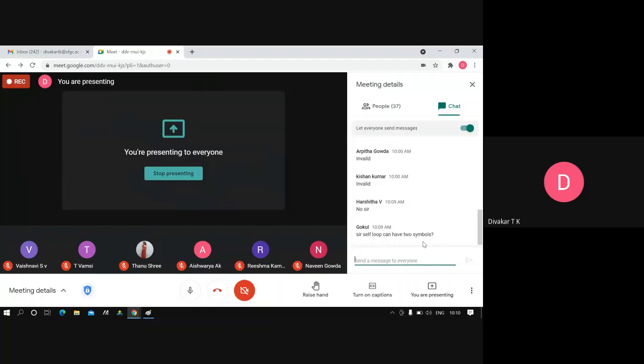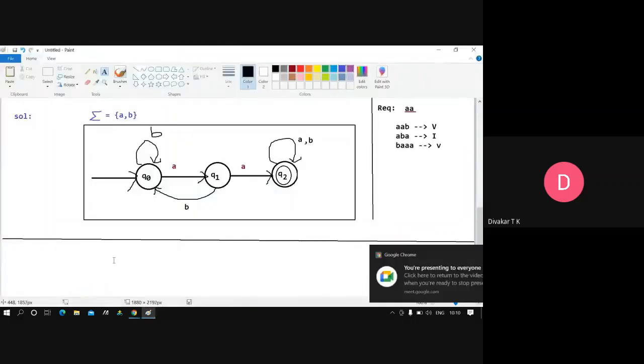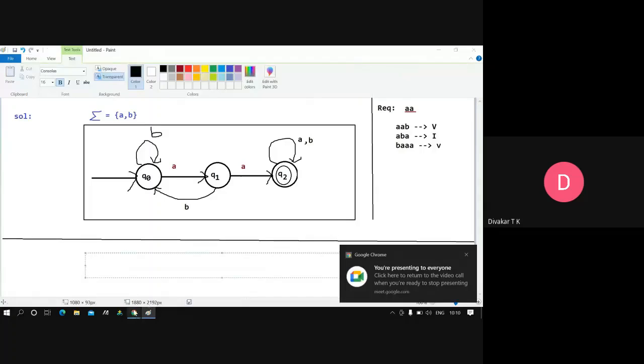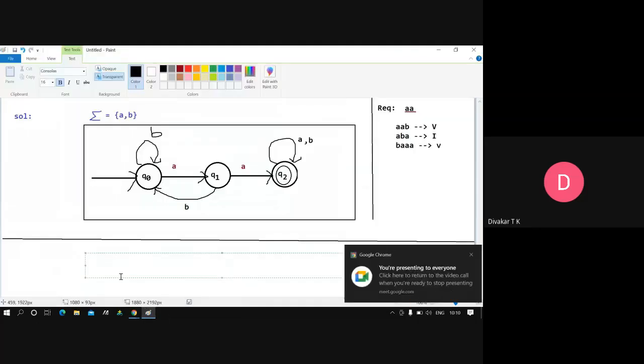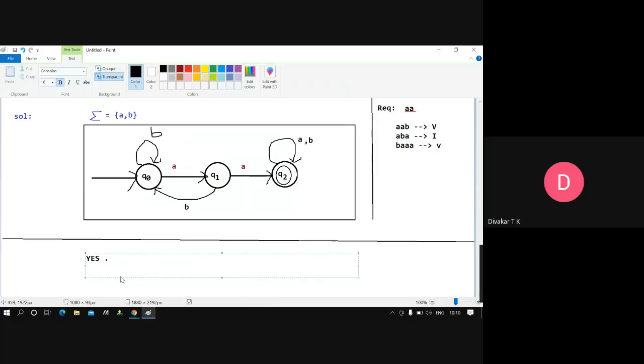Okay, I have one question here. I'll read out: Sir, self loop can have two symbols? Absolutely. For your question, the answer is yes, guys. Self loop can have any number of symbols. Okay, now the answer is yes. Any other questions, guys?